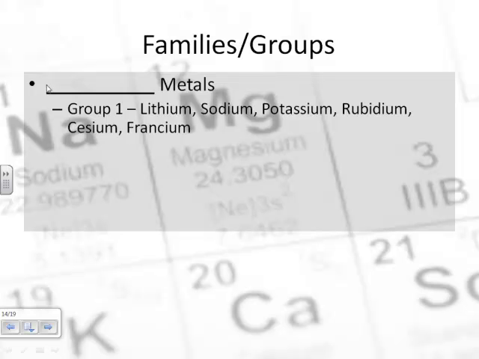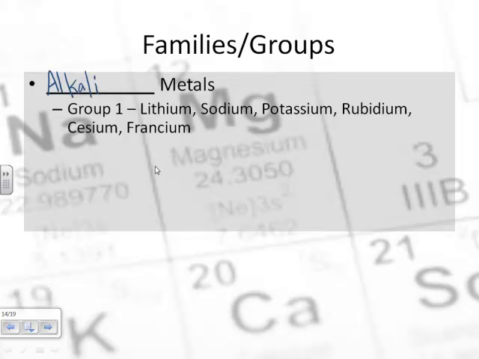The specific families we need to know. The first group, we call them the alkali metals. These are the ones on the far left. So lithium, sodium, potassium, rubidium, cesium, and francium. These are the alkali metals you need to know.